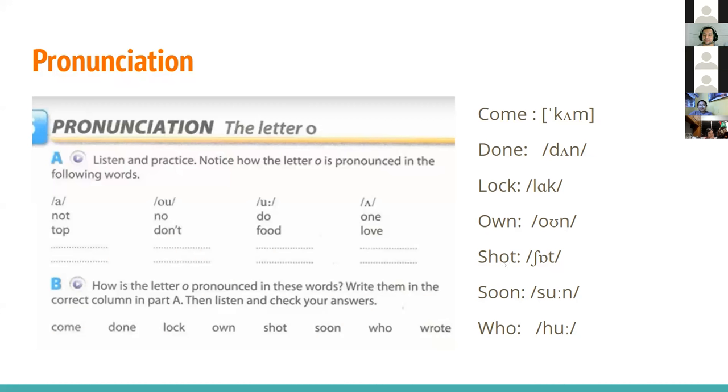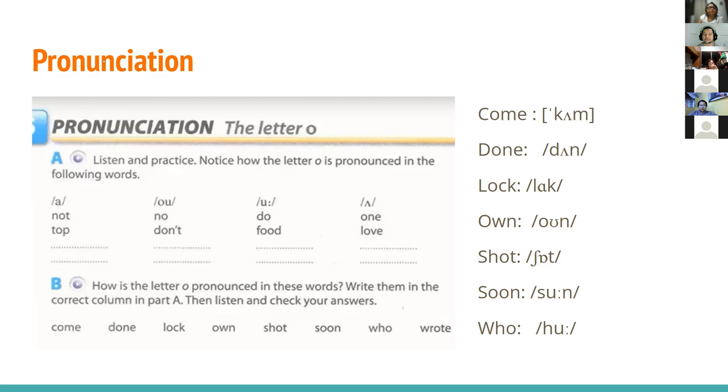The next one? Shot. The next one? Soon. Exactly. Soon with a U, right? And the last one? Who, right? Who. So as you can see, there are some rules to pronounce, yes, but for most of the pronunciation, they change if they are combined with other words, right? So this is like an extra for your pronunciation.